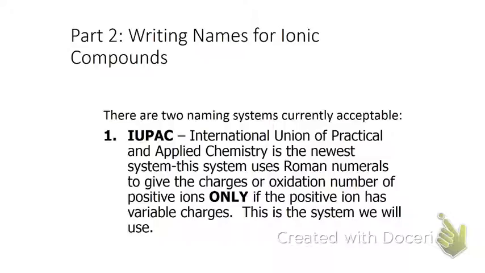So there are two naming systems that are recognized when we're naming compounds. The first one is the one that's listed here. It's called the IUPAC, and there's what it stands for. And the other one is called the Stock naming system, which we don't really use in here. We use it in pre-AP, but not in here. But sometimes one will show up, and if it does, I'll just tell you what it is.